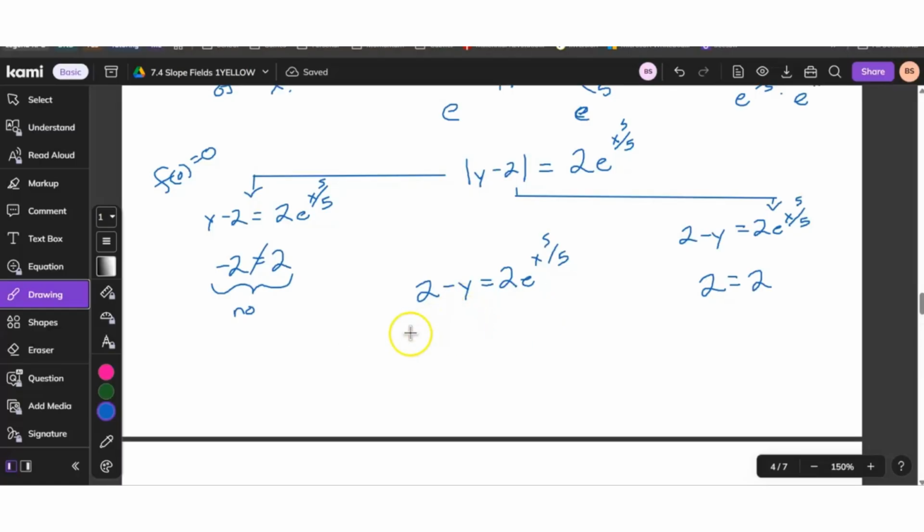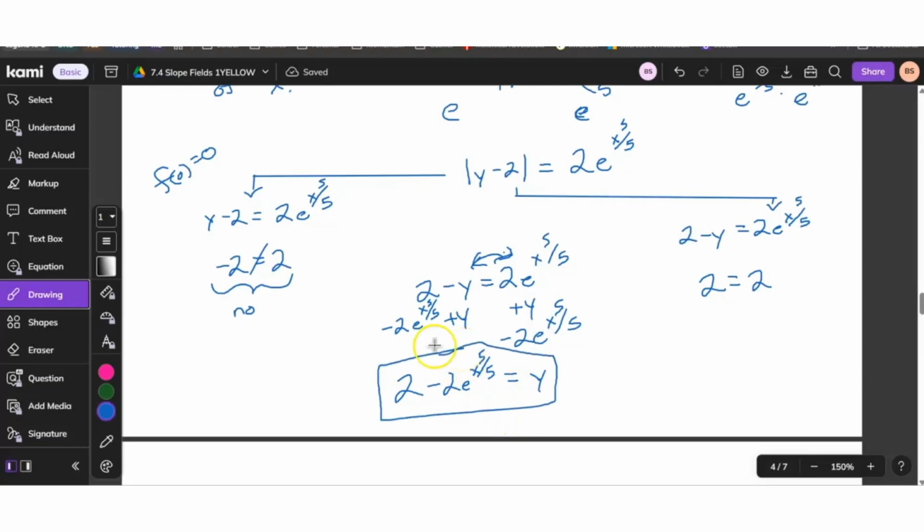Yeah, you can go ahead. All right, so then here, I would just add the y to both sides and subtract the 2, right? So I'm going to add y to both sides, and then I'm going to subtract 2e^(x to the 5th over 5). Normally, I wouldn't even write this, but let's write it so that we can practice. So I get 2 minus 2. Basically, we're just switching the positions of these two, which means we're flipping the signs. So this is 2 minus 2e^(x to the 5th over 5) equals y. And we're done. Incredible, right?